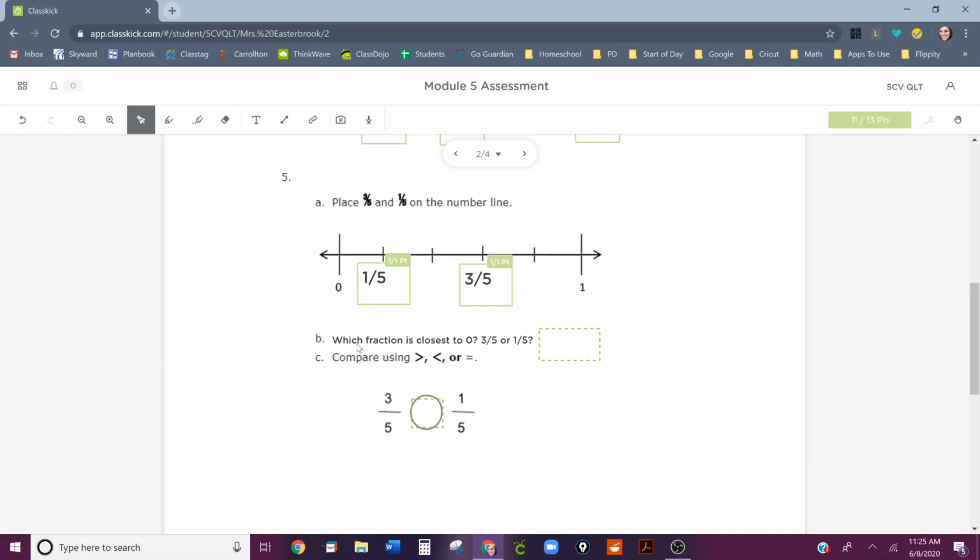Now it's asking for B, which fraction is closest to 0, 3/5 or 1/5? Well, if you look at the 0, what fraction is closest? Right next to it is 1/5. And that just means that 1/5 is smaller than 3/5 because it's closer to 0. So when it says compare using greater than, less than, or equal to, 3/5 is greater than 1/5. The 3/5 is bigger, it's closer to 1. 1/5 is closer to 0. So we're going to use the greater than symbol. And remember, that's the alligator eating the bigger number, which is 3/5.